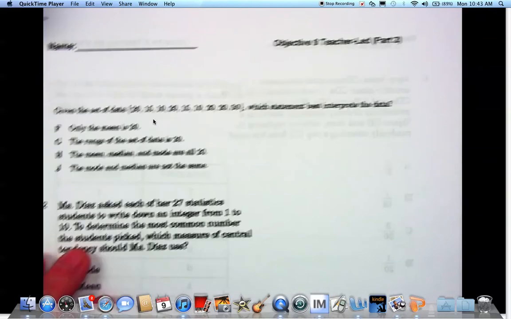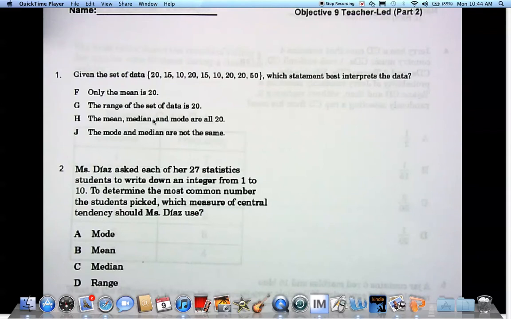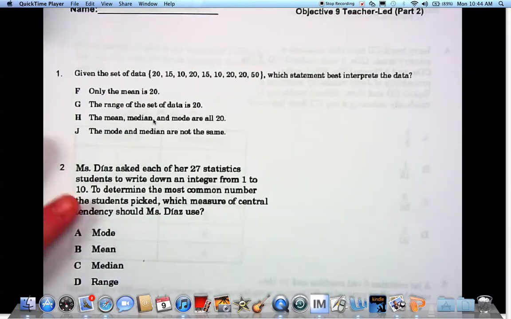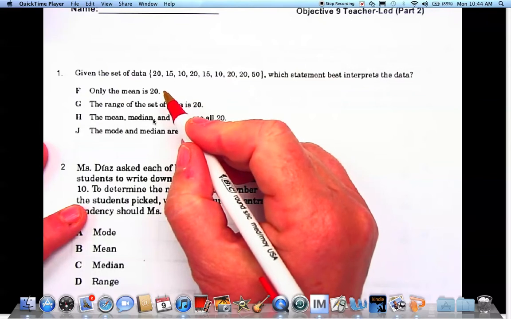Okay. All right. So given the set of data 20, 15, 10, 20, 15, 10, 20, 20, 50, which statement best interprets the data? Only the mean is 20. Okay, how could we find out if that's true or not? Add them all together. Because the mode is 20. Okay, but what cannot be 20 if only the mean is 20?